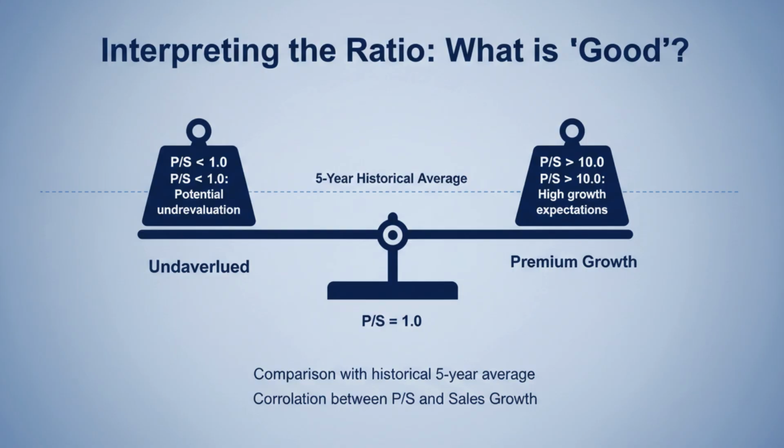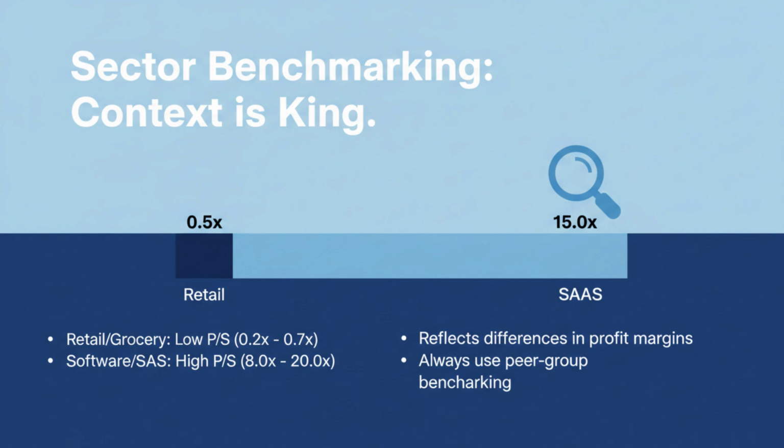If a company has a PS of 15.0 but is growing revenue at 100% year over year, it might actually be more attractive than a company with a PS of 2.0 that has stagnant sales. The key is to look for divergence, when a company's sales are growing rapidly, but its PS ratio remains low compared to historical averages or its peers. This often signals a potential buy opportunity for value-oriented growth investors. You cannot compare the PS ratio of a grocery store to that of a software company.